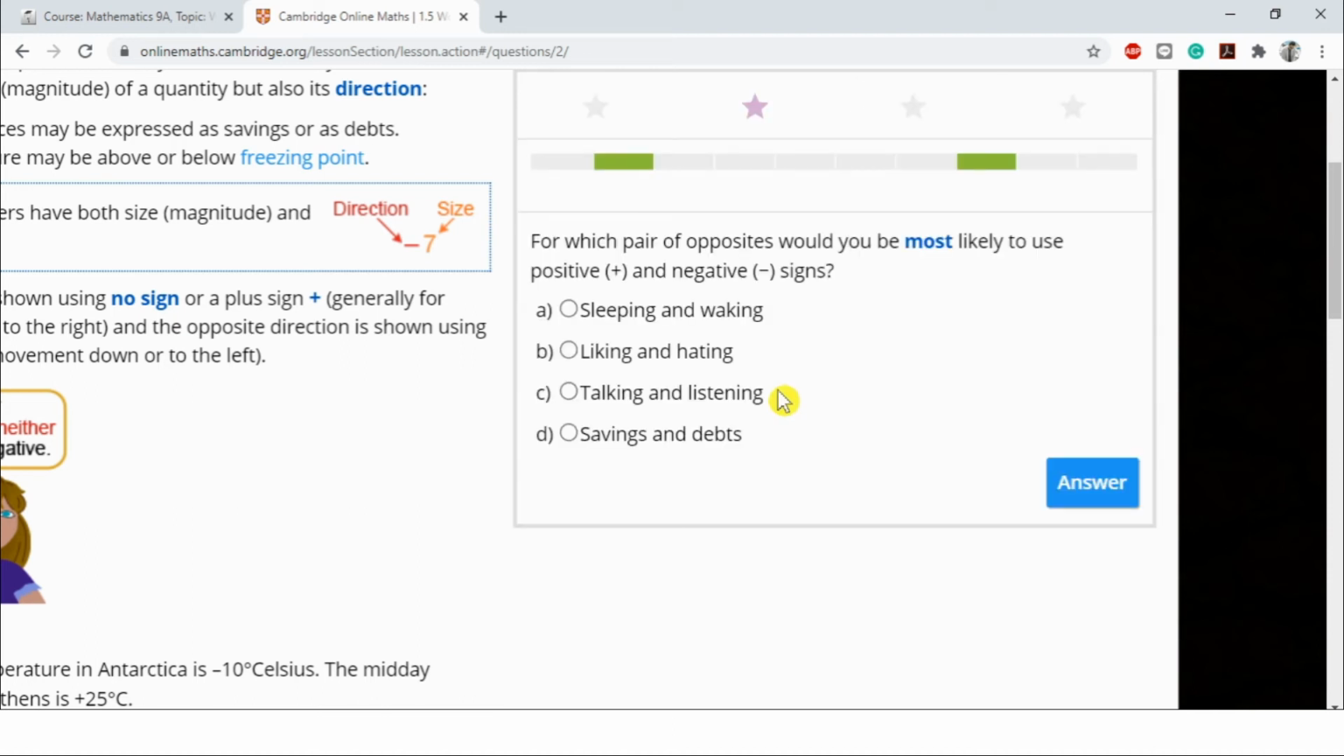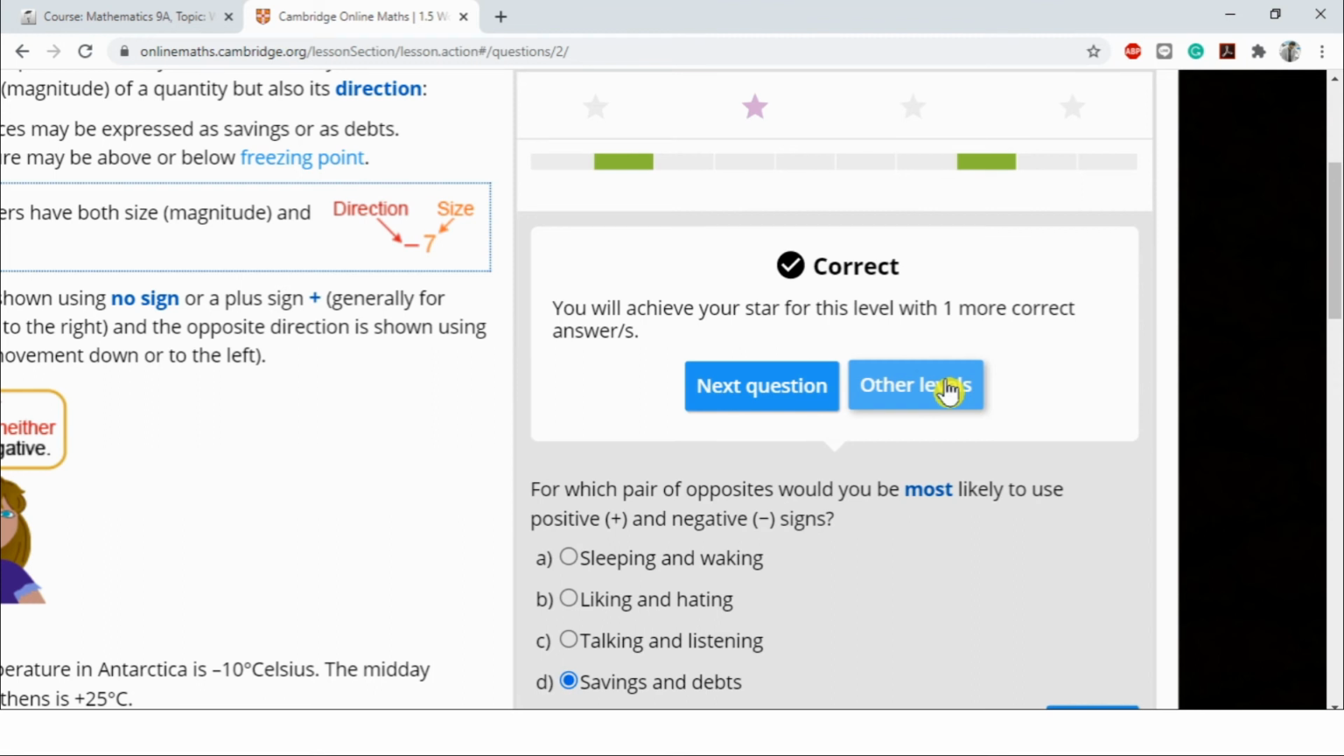Next, for which pair of opposites would you be most likely to use positive and negative signs? Sleeping and walking, licking and hitting, talking and listening, surplus and debts. Of course, surplus and debts. Sleeping, walking, we cannot measure. Licking and hitting also we cannot measure. Talking and listening we cannot measure as well. So it's surplus and debts, of course. All right.